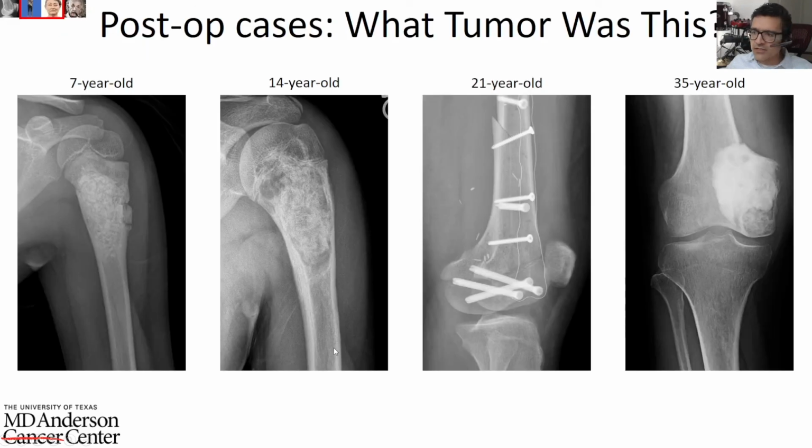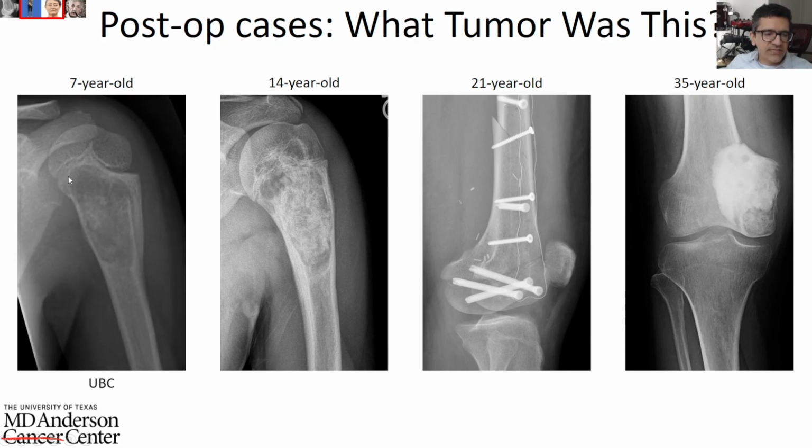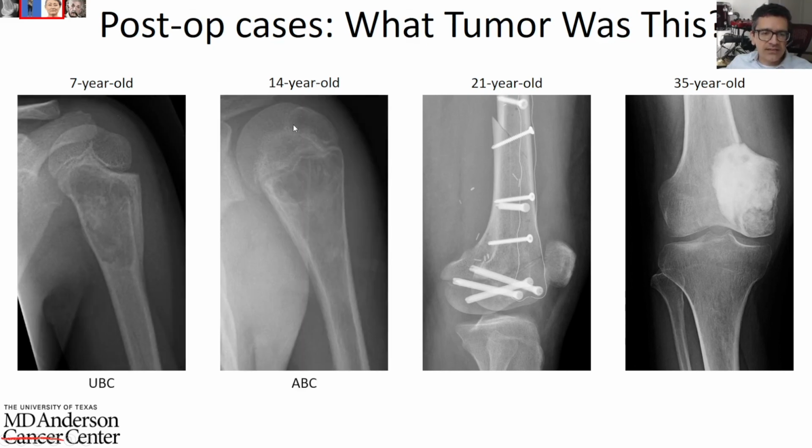All right, so let's take a look at this, taking into account location and patient age. So a lesion in the proximal diaphysis of the humerus in a young patient. This is a UBC. This is what it looked like prior to surgery. This is after surgery. This is a 14-year-old, similar location. This is an ABC. This is what it looked like prior to surgery.